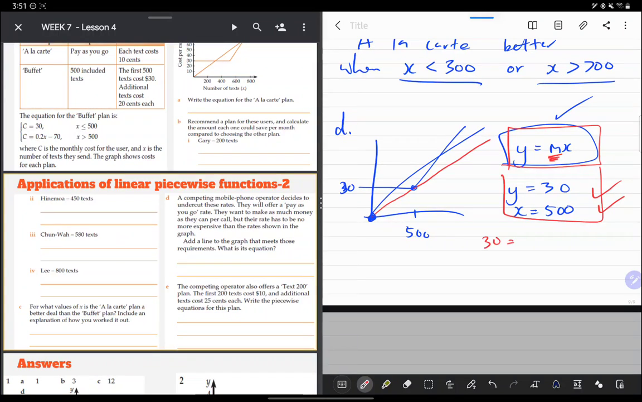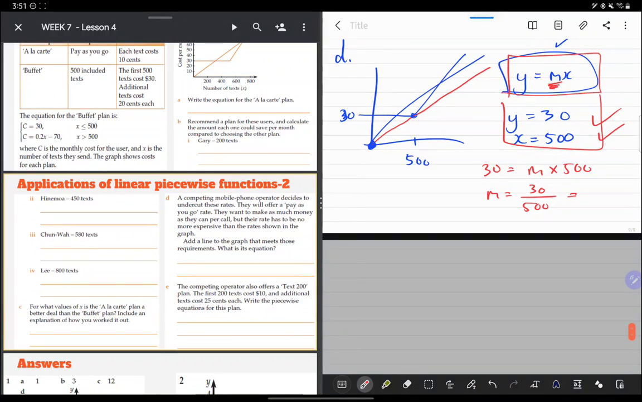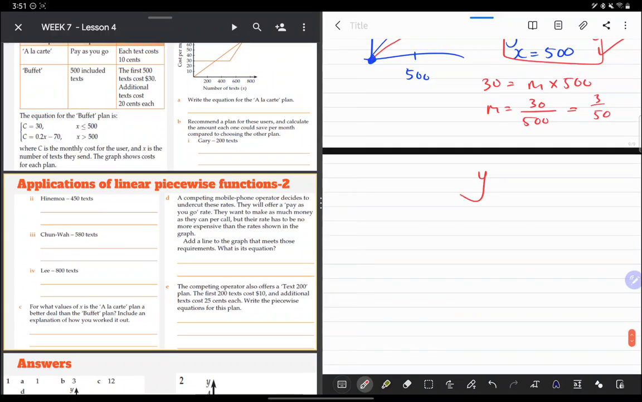Cool. It's 30 equals m, the gradient, times 500. Cool. So m equals 30 divided by 500, which is 3/50. Do I want to work with this? I don't think I need to. I wouldn't mind sticking with this. So I would just say the equation is 3/50 times x. This is the new pricing plan that they need. It should be $3/50 per text.